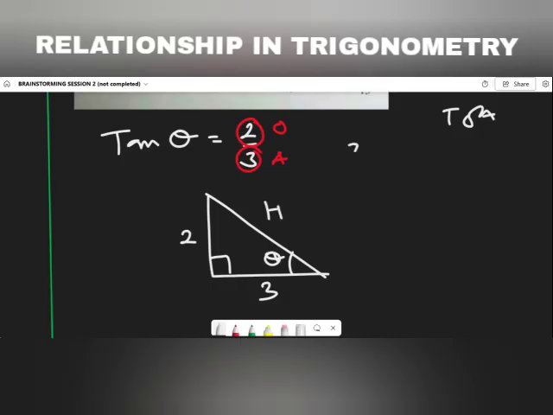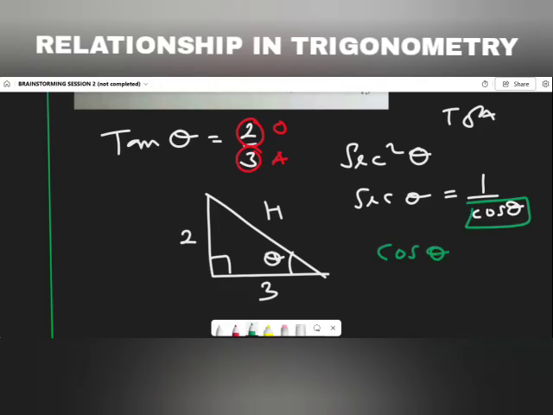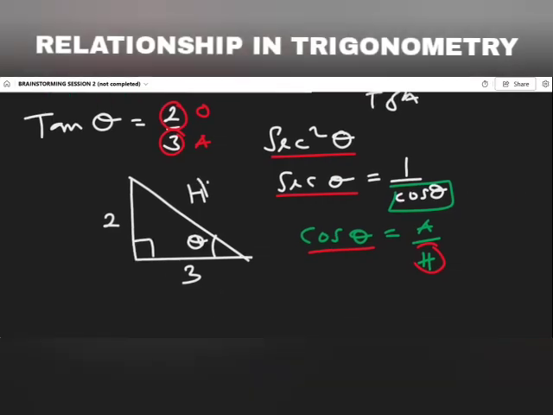And we have to find the sec square theta. Recall that sec theta itself is the inverse of cos theta, and cos theta has the relationship adjacent over hypotenuse. So if I don't know my hypotenuse, I can't solve for my cos theta, and I can't get my sec theta, and I can't get my sec square theta. So we need to know the value of our hypotenuse. How can we get the value of our hypotenuse?